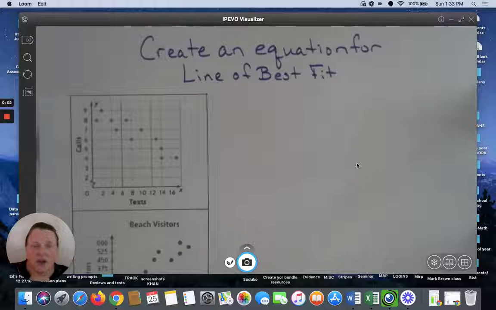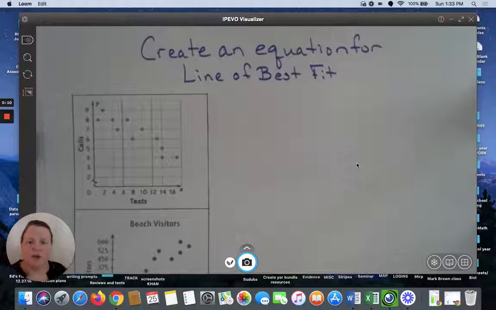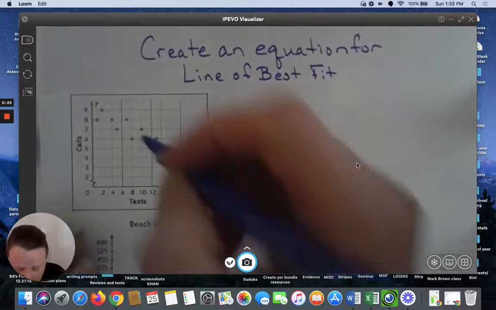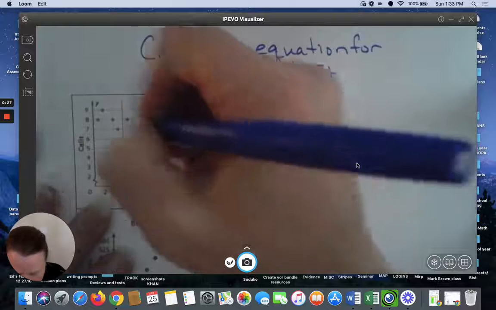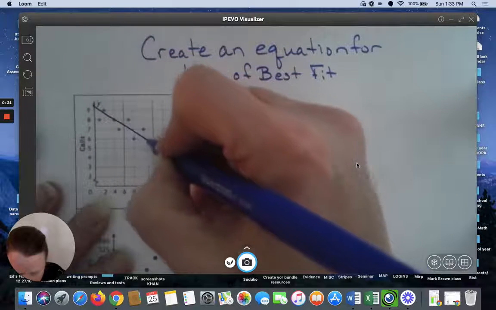So today we're going to create an equation for the line of best fit. What you see here is a scatter plot that has a negative correlation, and what we're going to do is determine a particular line that would go through them, and then once we've created the line, we're going to determine an equation to go with that line so that we can make predictions about what happens at other amounts. What you need to do is draw a line that you would feel comfortable with that goes through.